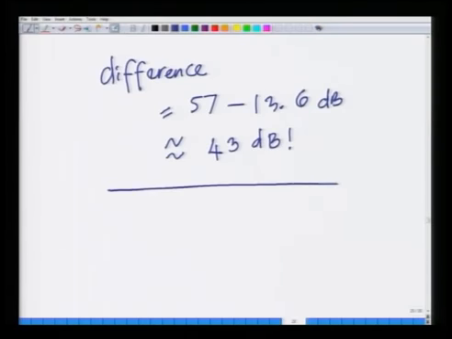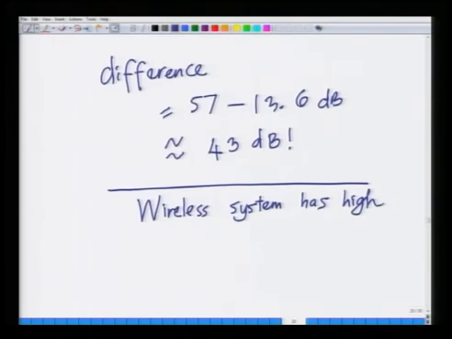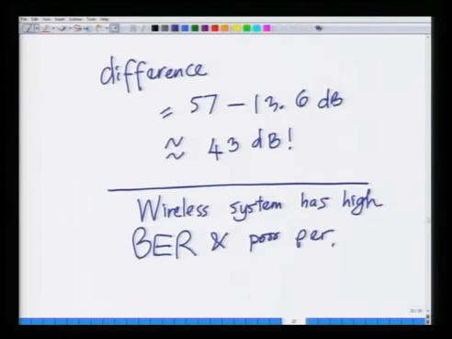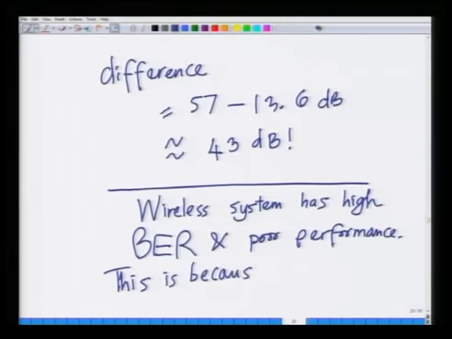So, it means a wireless communication system has high bit error rate and poor performance, and this is because of the destructive interference or fading. This is because of fading.